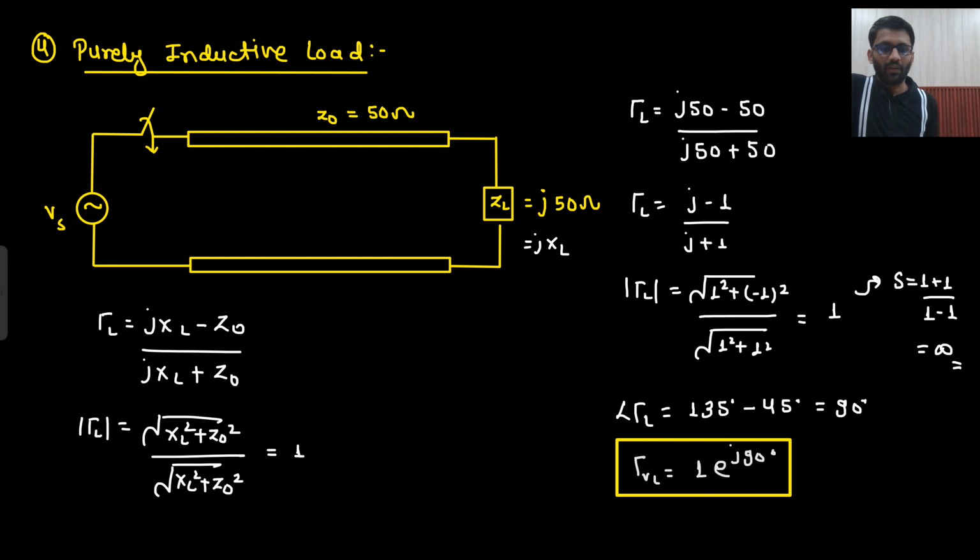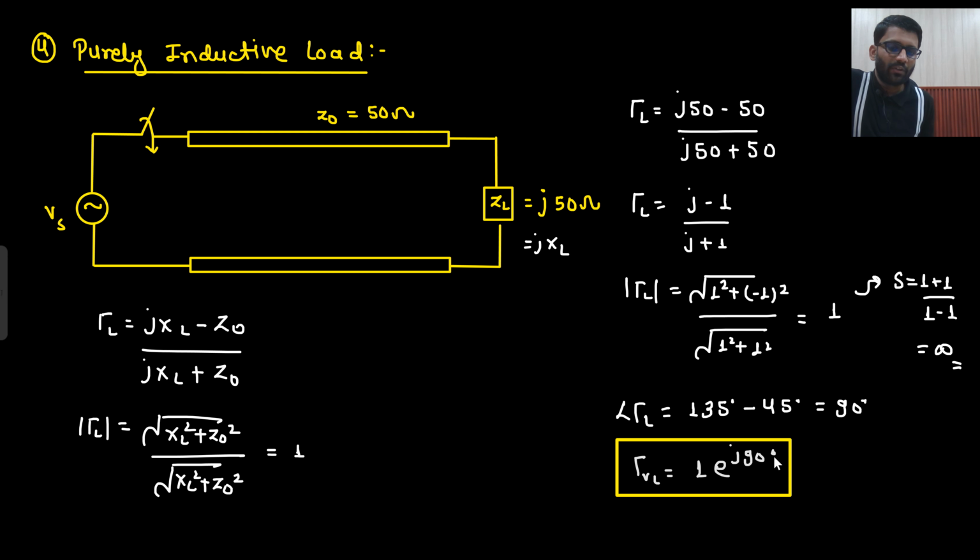Now I will write down the equation. So what will be my Vy? Vy would be V naught plus e to the power j beta y plus V naught minus. What will be V naught minus? V naught minus will be gamma VL, that is 1 into e to the power j 90 degree. This is my V naught minus e to the power minus j beta y. And here, certainly, V naught plus will also come.